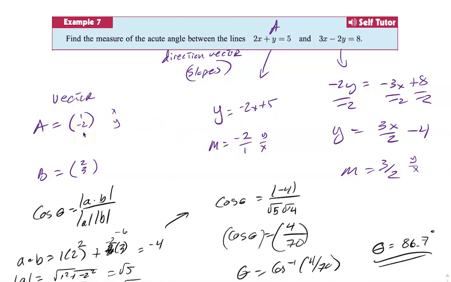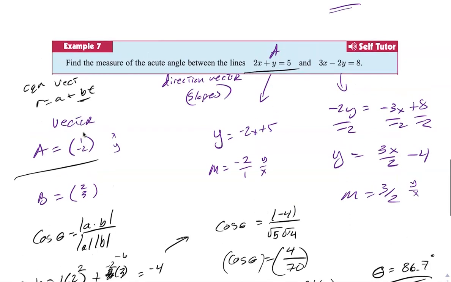If you wanted a vector equation, just quick, that's like r equals a plus bt. Let's do it for this guy. Well, I already have the direction vector, 1, -2. So I'll do it up here real quick. My equation would be like this: 1, -2 with the t.